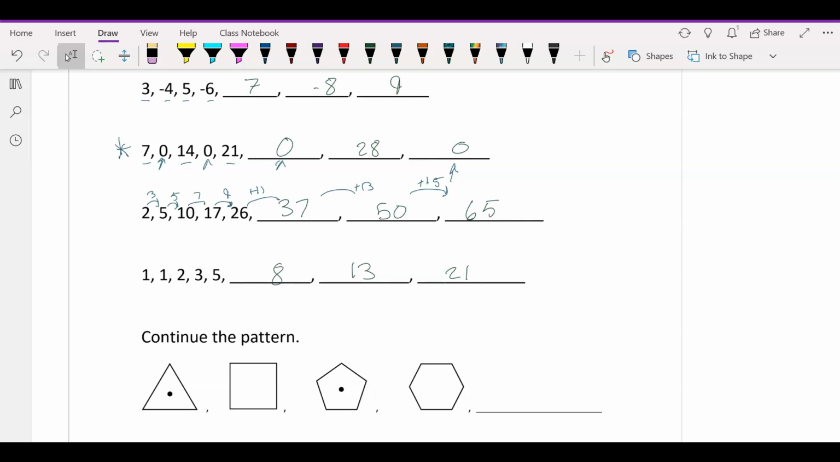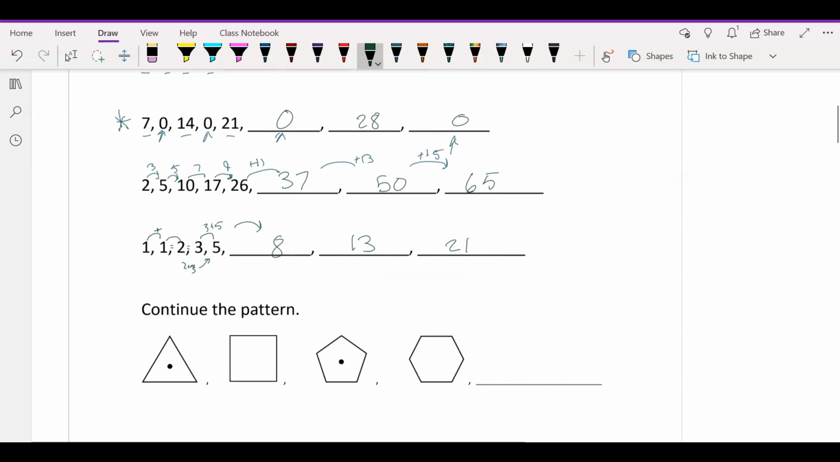This is what we call the Fibonacci sequence. So what happens in the Fibonacci sequence, it's pretty cool. It is 1 plus 1. When you add those, it'll equal 2. If you do 1 plus 2, you add those, it'll equal 3. 2 plus 3 equals 5. 3 plus 5 equals 8. 5 plus 8 equals 13. 8 plus 13 equals 21.